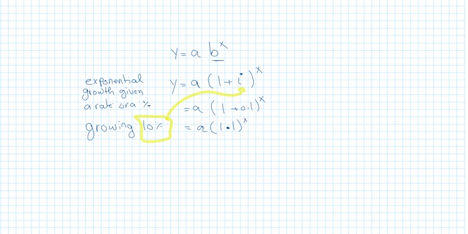Now what if I have an exponential decay? So the value is decreasing, and given a rate or percentage. The equation is going to turn out to be y equals a times 1 minus i to the power of x. So you're going to subtract the rate from 1. Okay?